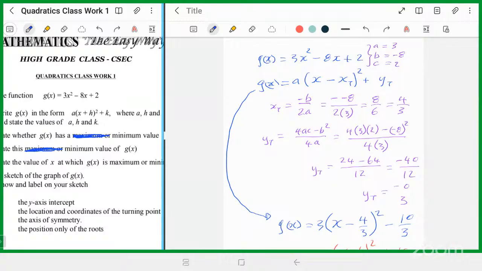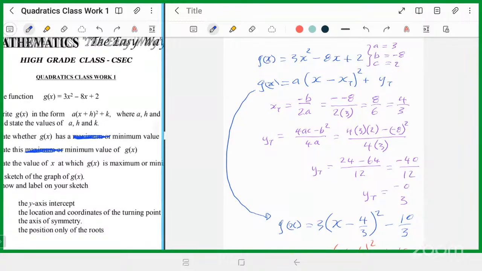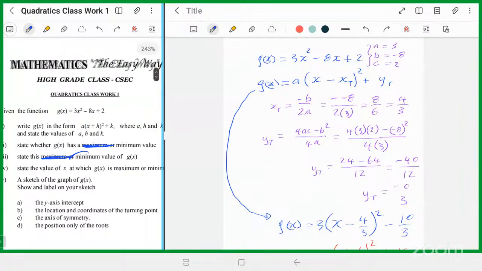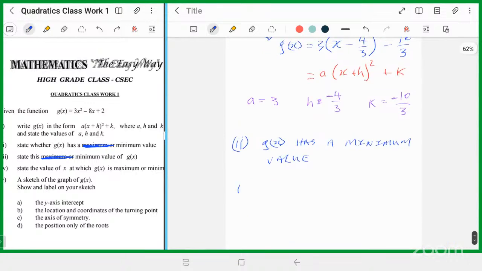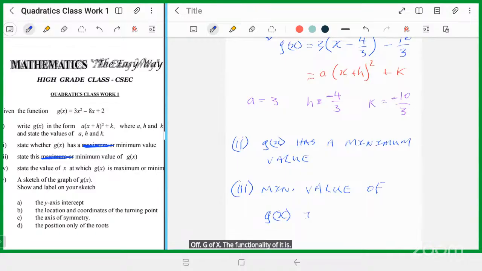So when it asks us to state the minimum value of g of x, it is asking us for the y value at that turning point, at that vertex point. The function value is a y value. We need to understand that. The values that you get out of the function are y values. So for this one, the minimum value of the function g of x is the y value at the turning point.